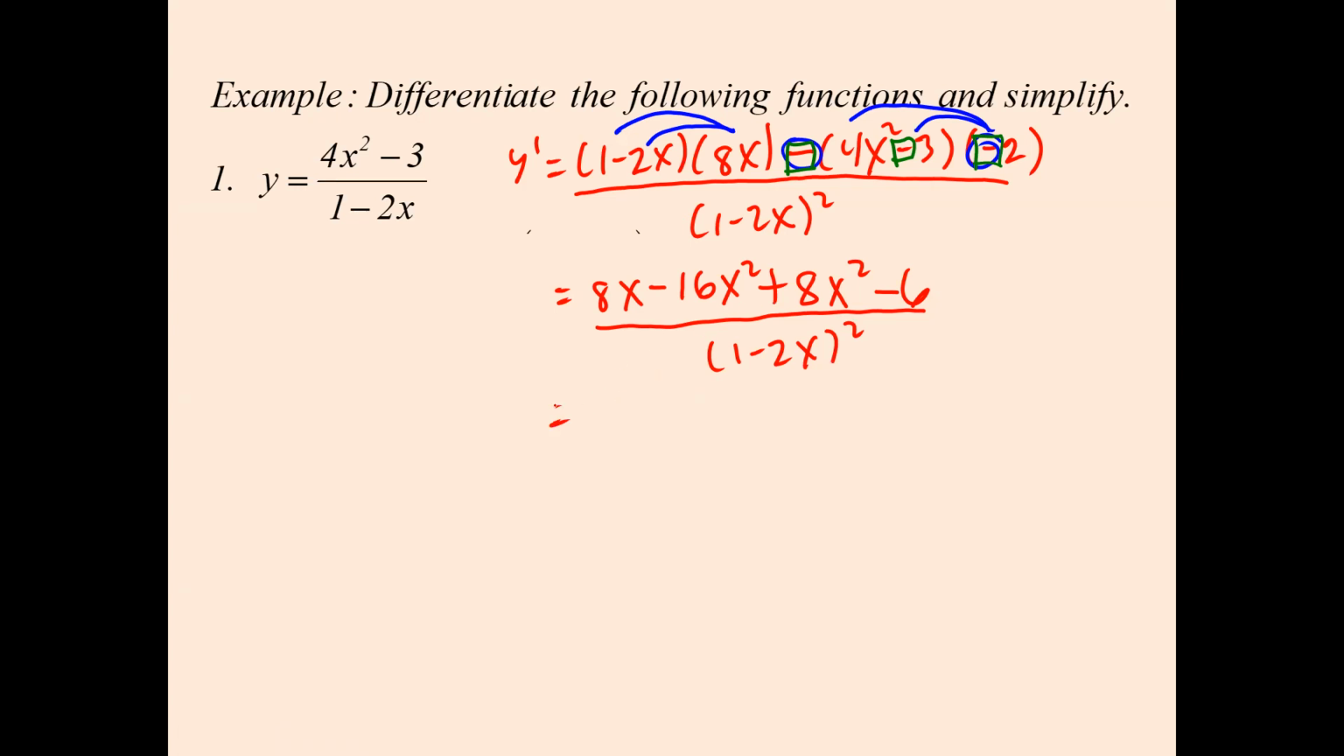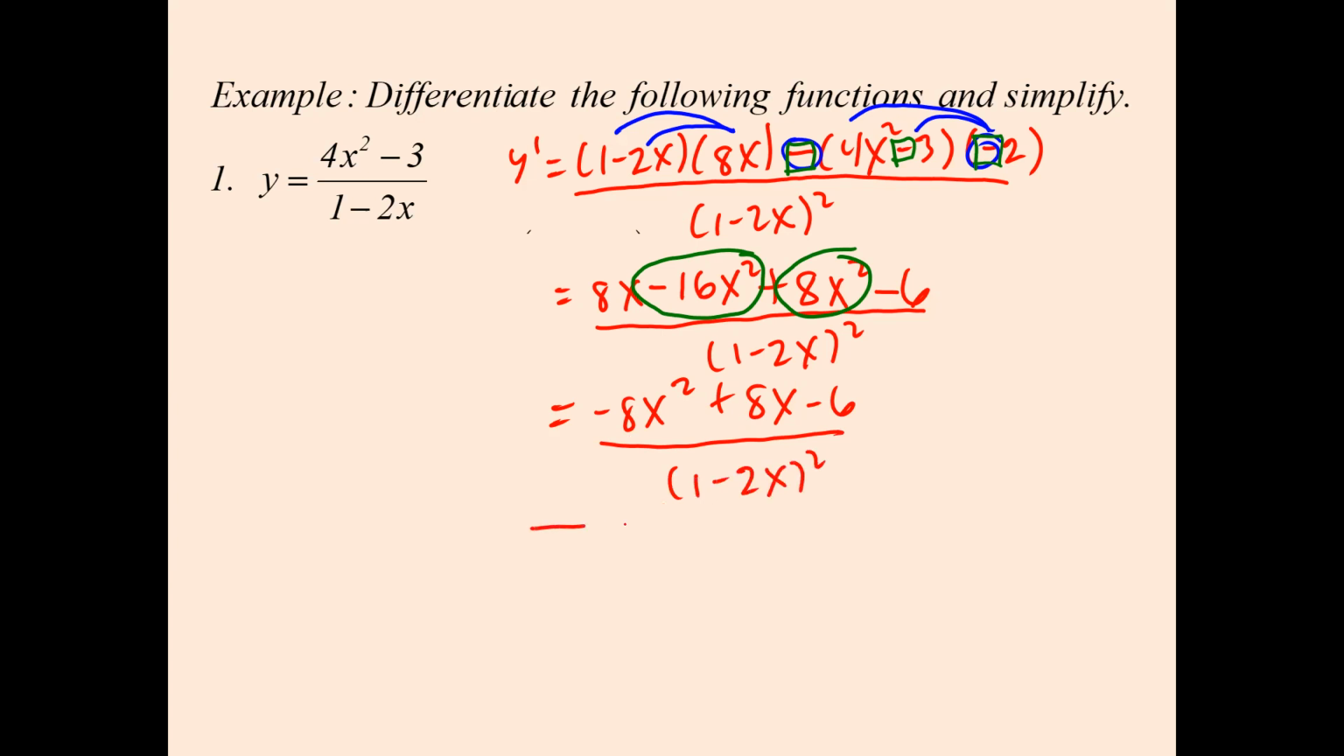So, meron tayong negative 16x squared and 8x squared. Kaya, meron tayong negative 8x squared plus 8x minus 6 all over 1 minus 2x squared. And that's how you identify the derivative of a function using quotient rule. Okay, of course, I think ito lang yung example natin for quotient rule. Basta tandaan nyo lang, kapag quotient rule ang pinag-uusapan, low di high minus high di low over low, low.